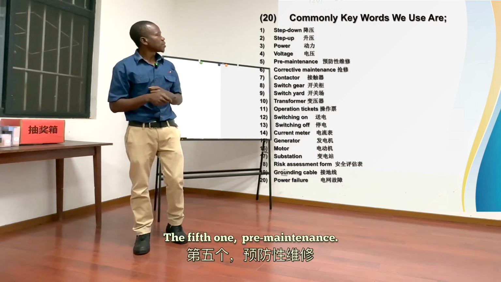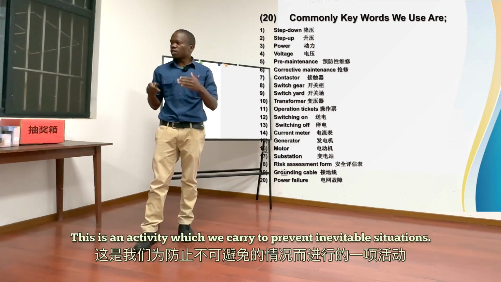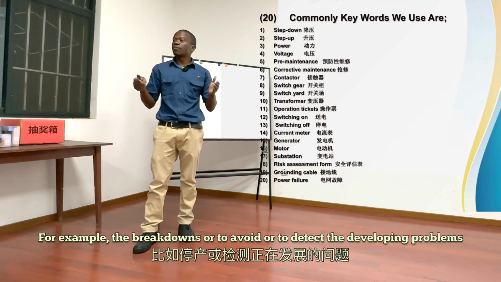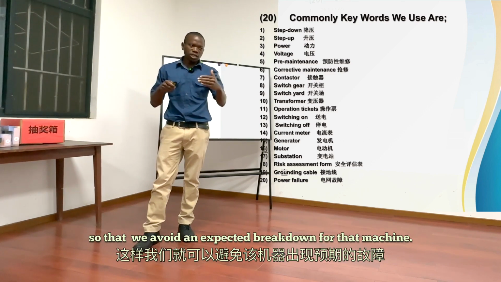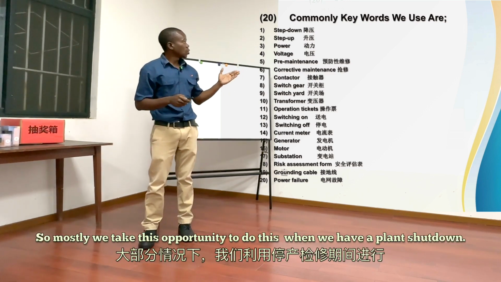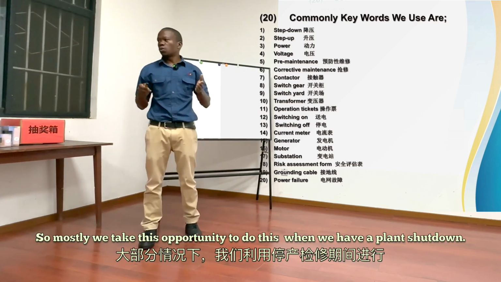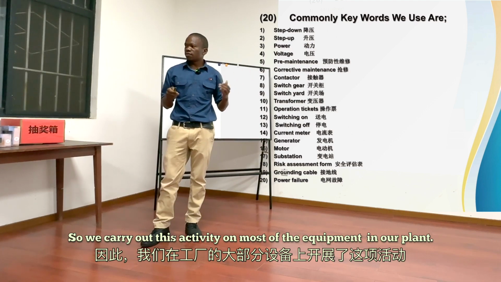The fifth one, preventive maintenance. This is an activity which we carry out to prevent inevitable situations, for example breakdowns, or to detect developing problems so that we avoid an unexpected breakdown of that machine. Mostly we take this opportunity when we have a plant shutdown. So we carry out this activity on most of the equipment in our plant.